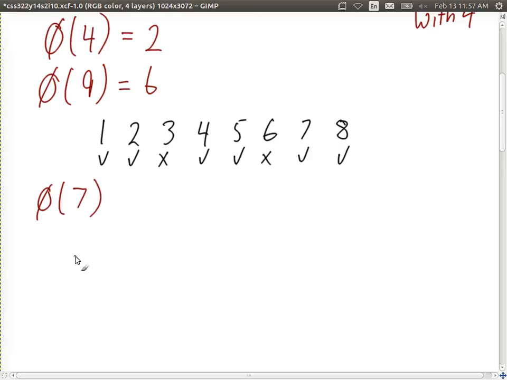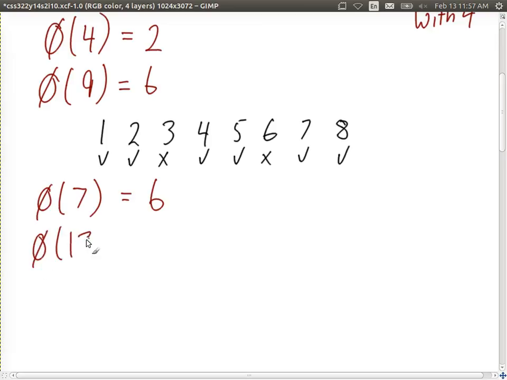Totient of 7. 1 and 7? Yes. 2 and 7? 3 and 7? 4 and 7? 5 and 7? 6 and 7. All of the numbers less than 7 are relatively prime with 7. Why? 7 is prime. That is, the only divisors of 7 are 1 and itself. So the greatest common divisor of some number and 7, when that number is less than 7, will always be 1. So when we have a prime number, it's quite easy to calculate here. It's actually the number minus 1, because it's the numbers less than 7, 1 through to 6 in this case.